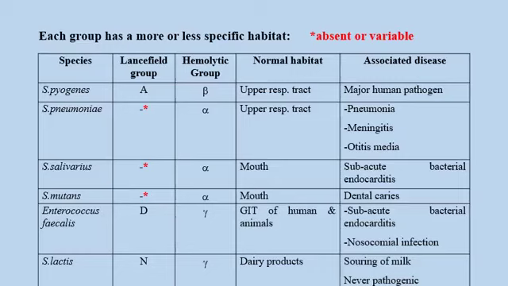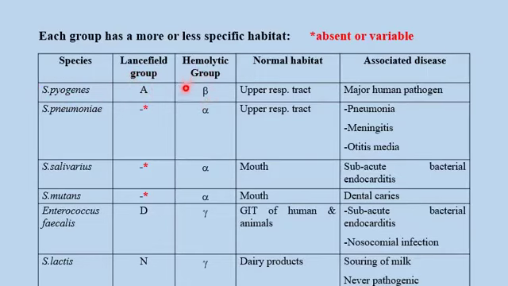Each group has a more or less specific habitat, meaning it may be present in a certain place. For example, here we can see Streptococcus pyogenes and all these species we are going to deal with inshallah. Streptococcus pyogenes is Lancefield group A and beta hemolytic.